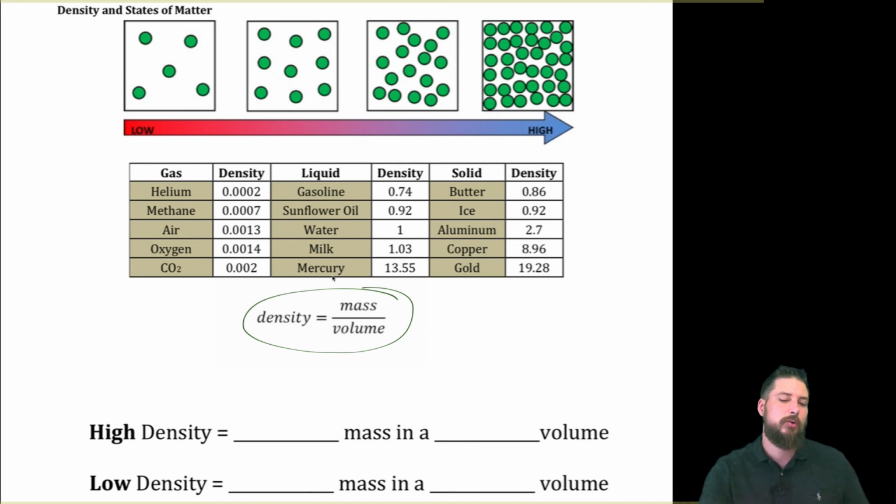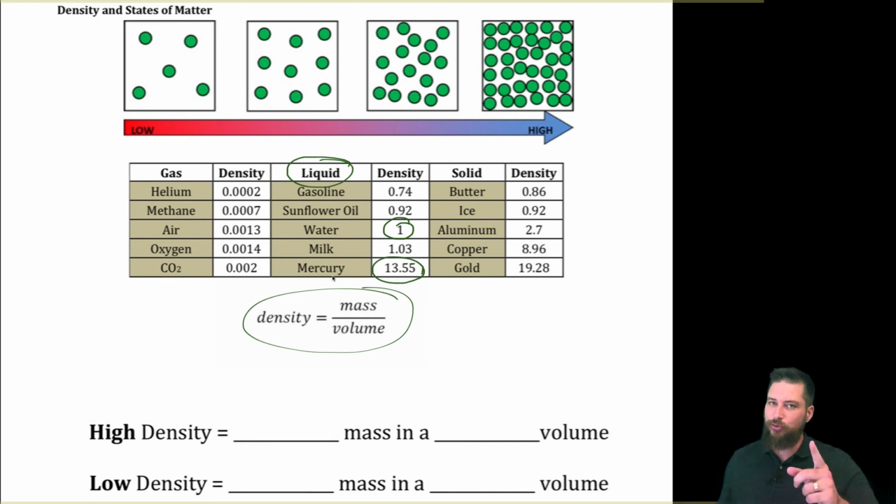Just a quick, interesting fact here. Take a look at mercury. First off, mercury is what state of matter? It happens to be a liquid. In fact, it's one of the few metals that's liquid at room temperature. Now, mercury has a density of 13.55. That's compared to water, which has a density of 1. So mercury is more than 13 times denser than water.